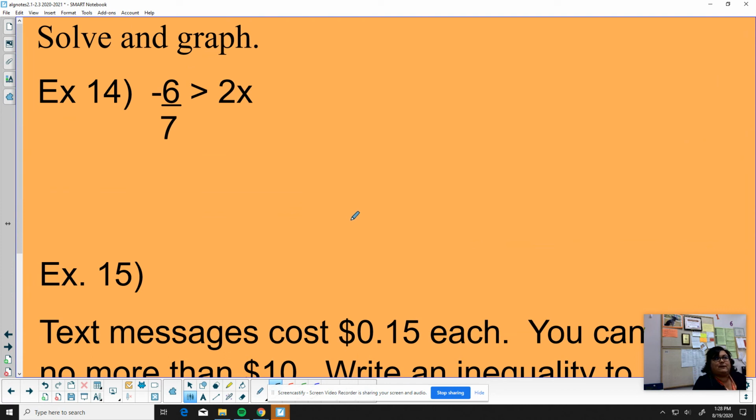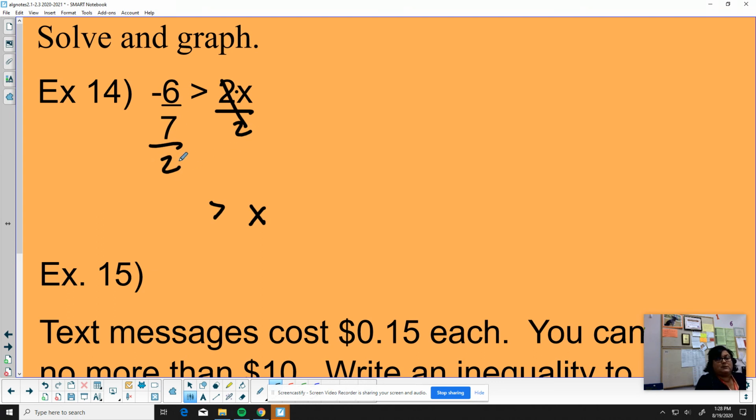Okay, I think these are the last two. So on this one, there was one like this on the quiz as well. Everybody didn't get this. So let's make sure we understand. So we want this x alone. They're multiplied. So I'm going to divide by 2. Okay, on this side, it cancels. There's no switch because 2 is positive.